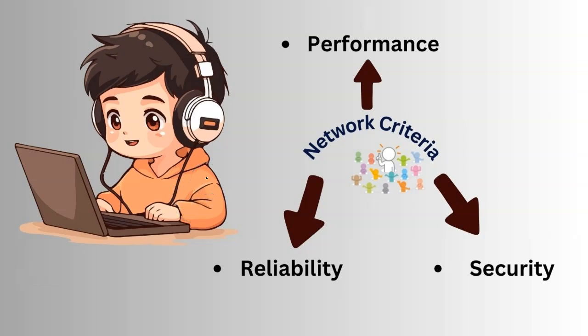Hello friends, in this video lecture we will see different network criteria in data communication and network. Basically there are three network criteria. First is performance, second one is reliability, and third one is security. Let's see all these one by one.